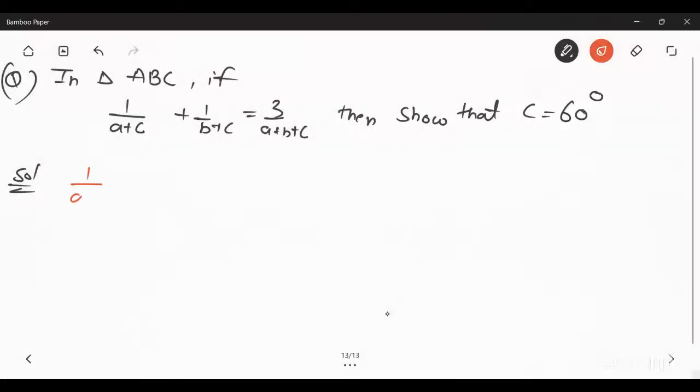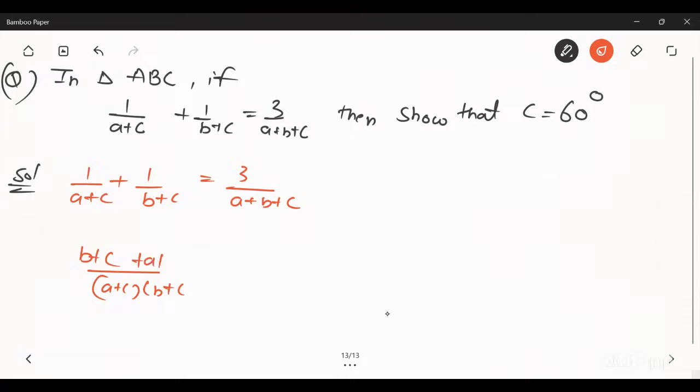we know that 1 upon a plus c plus 1 upon b plus c is equal to 3 upon a plus b plus c. It was given to us. Now, take the LCM of a plus c and b plus c, which is a plus c into b plus c. Now, b plus c will be multiplied here, and a plus c will multiply here. So, in the numerator, you will get a plus b plus 2c, and in the denominator, you will get a plus c into b plus c, is equal to 3 upon a plus b plus c.